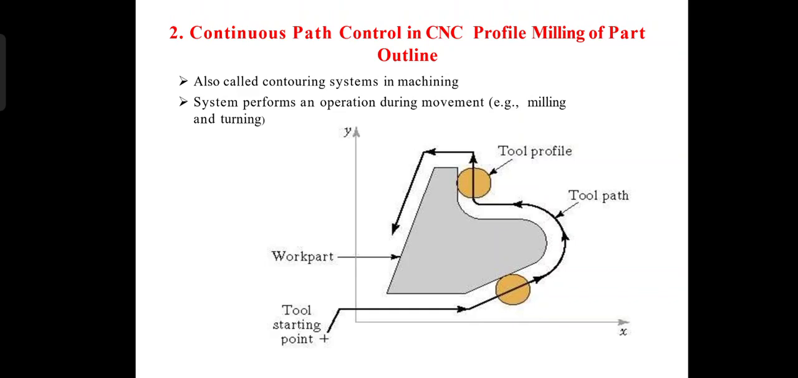Second, continuous path control, as in CNC profile milling of a part outline, also called a contouring system in machining. The system performs an operation during movement. Here you can see that the x-axis is the horizontal axis and the y-axis is the vertical axis of the job. The tool profile starts from the horizontal x-axis and goes to the vertical y-axis. This is the tool profile and tool path defined at the preferred location.